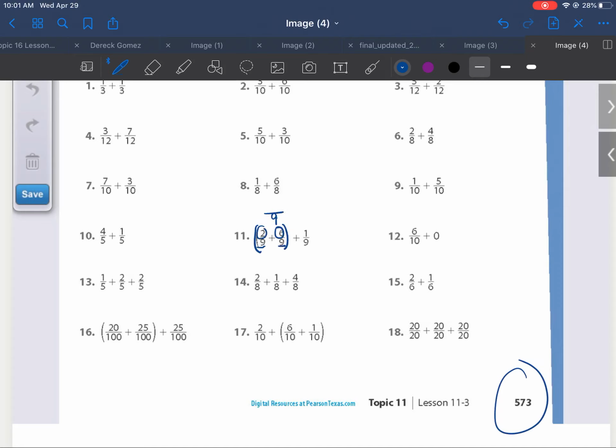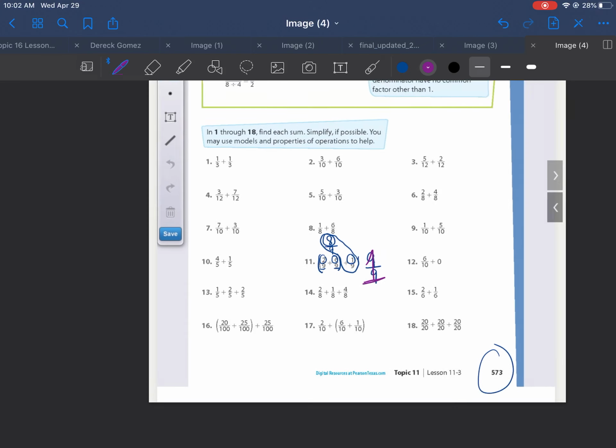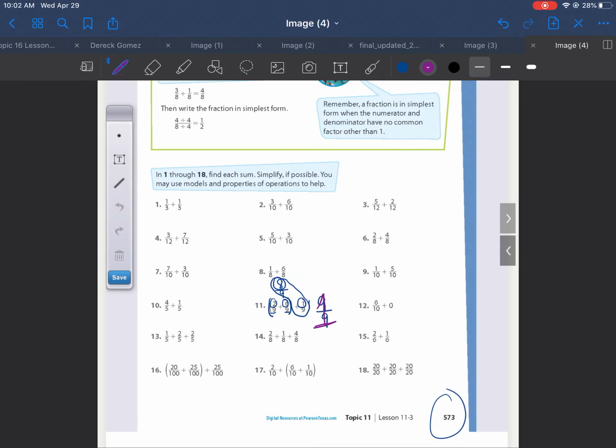For example, here, I'm going to add this part first. So 9, the denominator stays the same. 2 plus 6 is going to be 8. Now, I have to add 8/9 plus 1/9. Denominator stays the same. 8 plus 1 is 9. When the number at the top and the number at the bottom are the same, that makes 1 whole. So the parentheses only means that you do that part first.